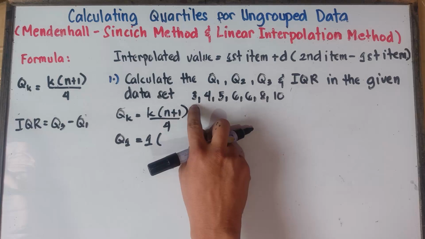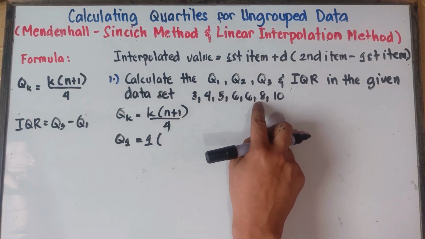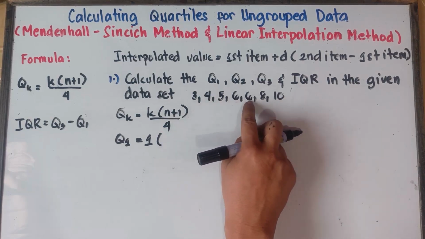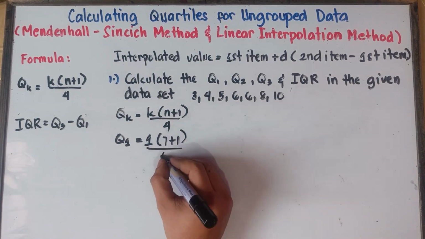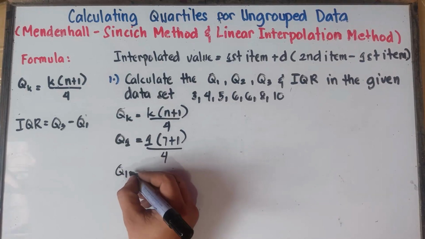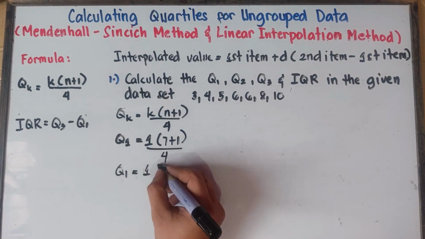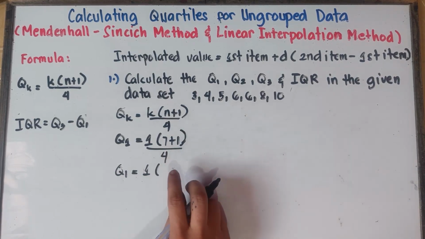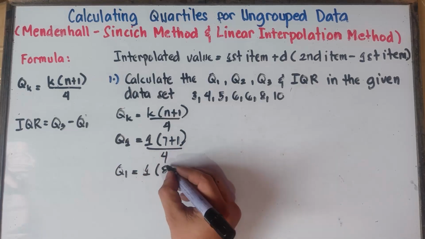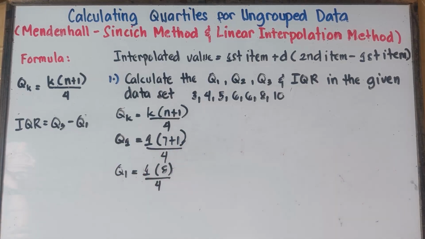So let's count: 1, 2, 3, 4, 5, 6, 7. Do it step by step, class. So it is 7 plus 1, divided by 4. Alright, so Q sub 1 equals 1 times (7 plus 1) divided by 4. Simplify inside the parentheses first: 7 plus 1 is 8. Divide by 4.